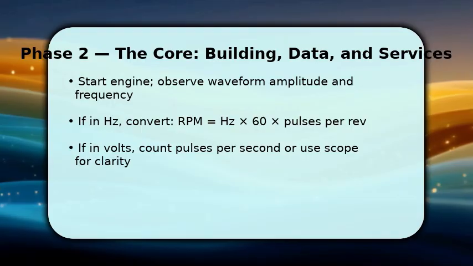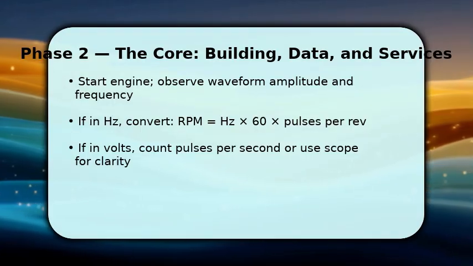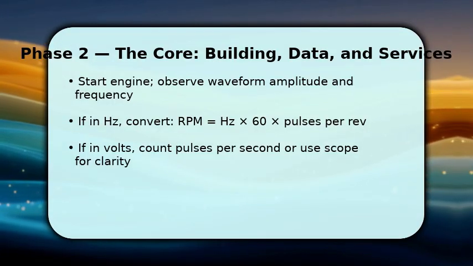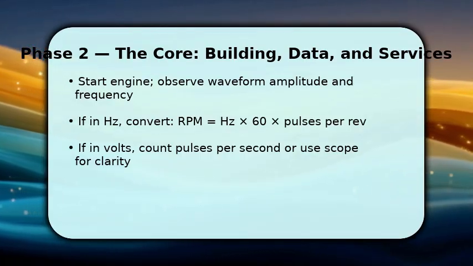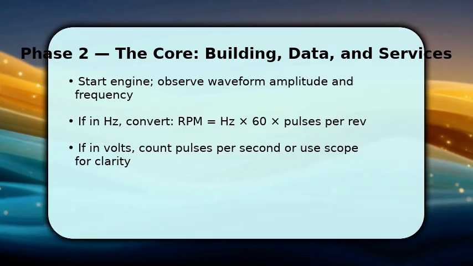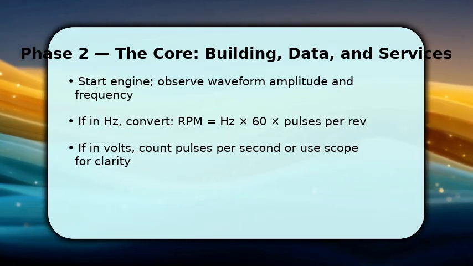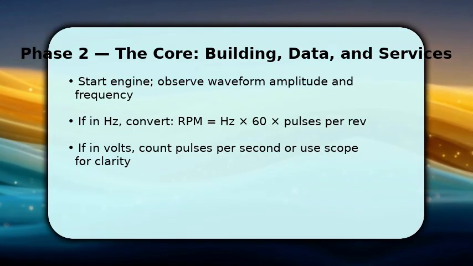If using Hz mode, note the frequency steady value, because RPM equals frequency times 60 times the number of pulses per engine revolution. If you have volts only, count pulses per second or switch to AC RMS to estimate. An oscilloscope gives clearer pulse count.